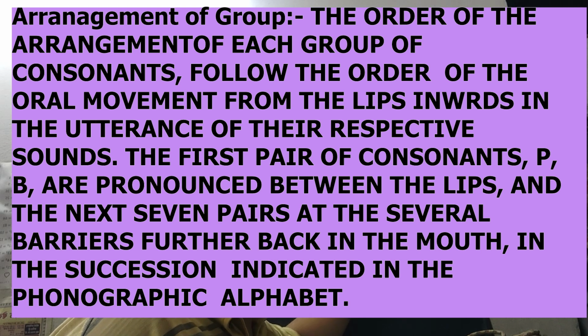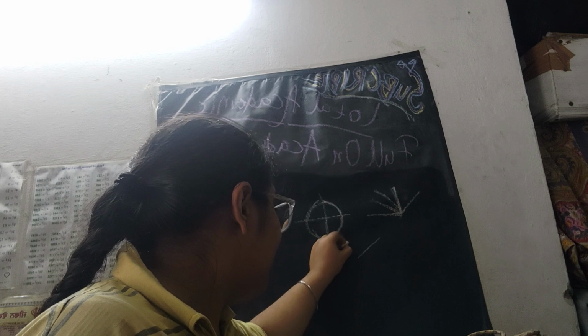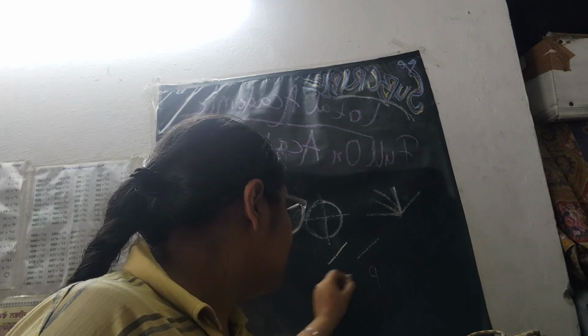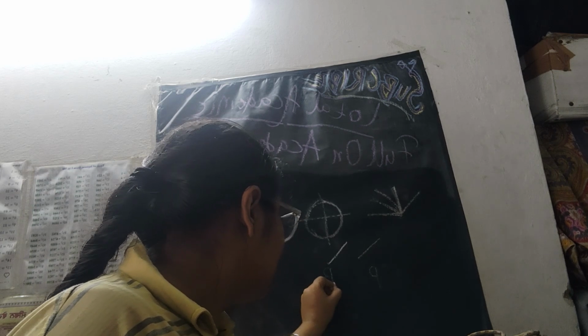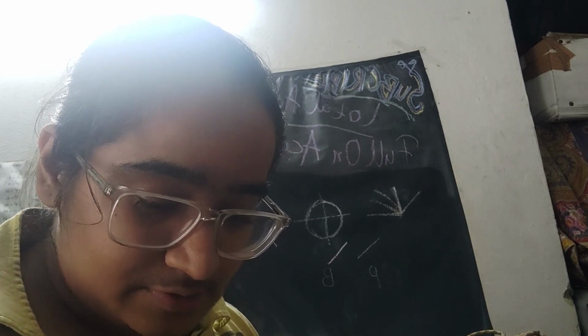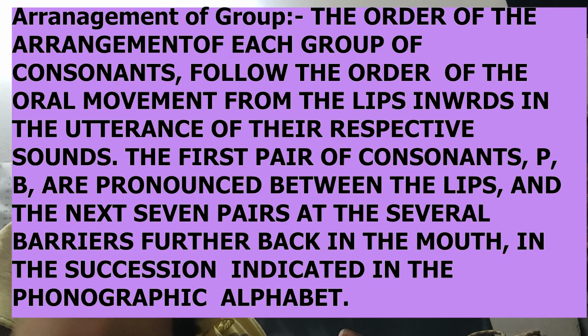The first pair of consonants is P, B. P is a straight line, a light forward slash, and B is a darker one. This is called P. This is called B. The pronunciation of P and B is between the lips, and the next 7 pairs have several barriers further back in the mouth, in the succession of phonographic alphabets.